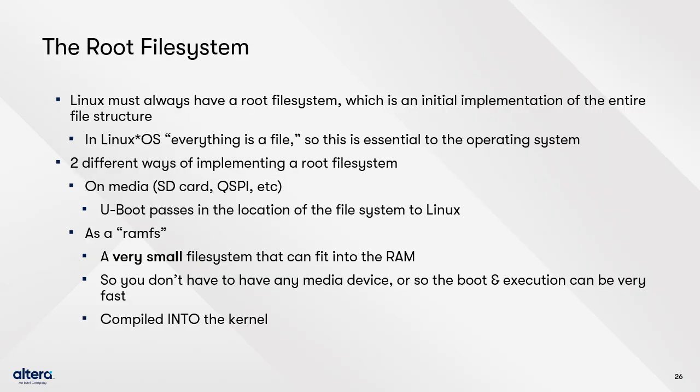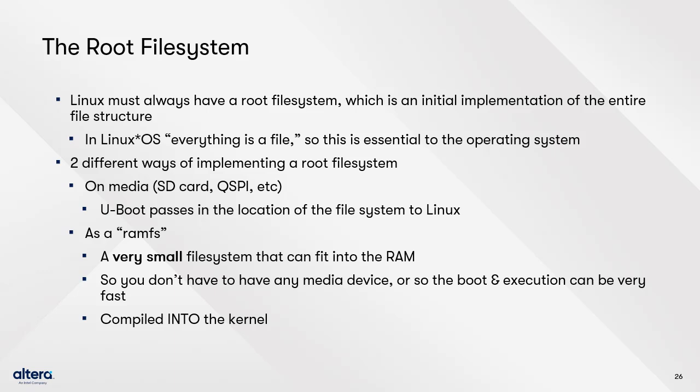The third piece you will need in order to run Linux on your system is a root file system. The root file system is an initial implementation of the entire file structure. There are 2 different ways of implementing a root file system. The most common way is to have it on your boot media. U-boot will pass the location of the file system to Linux. Our reference designs use this method.